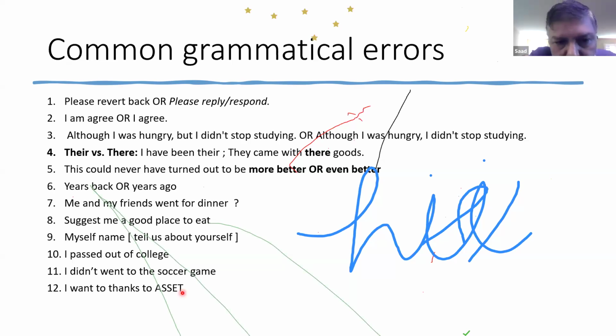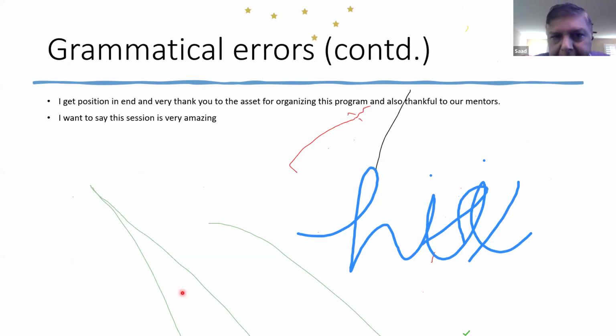Okay. So this one, the way it was written, you should either say "I want to say thanks to Asset", or you want to say "I want to thank Asset". You cannot say "I want to thank to Asset". So first of all, there should be no S here. If you want to leave it like this, then you have to say "I want to say thanks to Asset". That's completely correct if you put "say" here. However, if you don't want to put "say", then you can say "I want to thank Asset". But there should be no "to" here. So there are various ways of saying this.